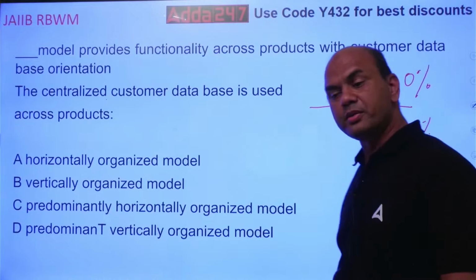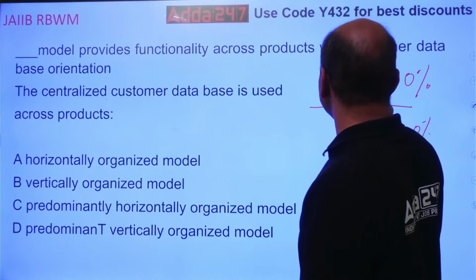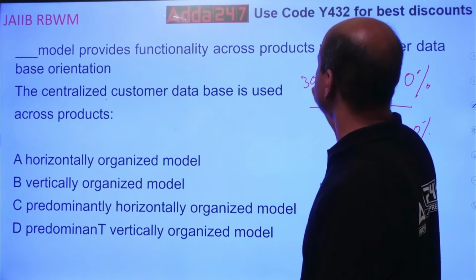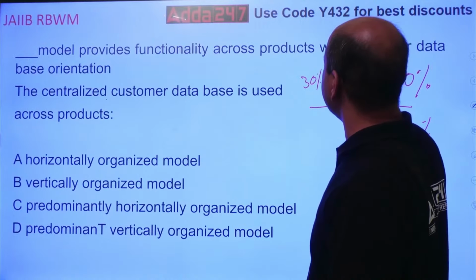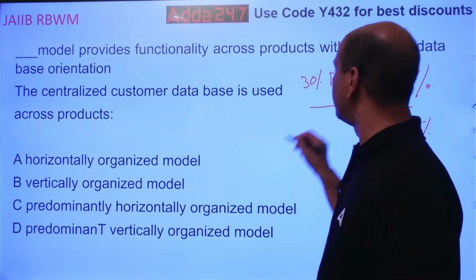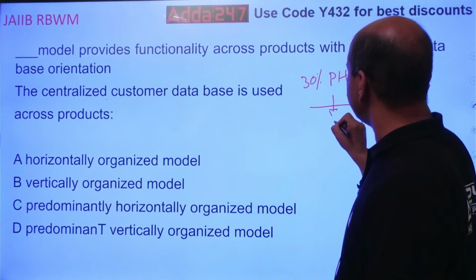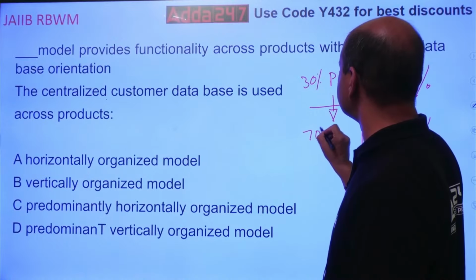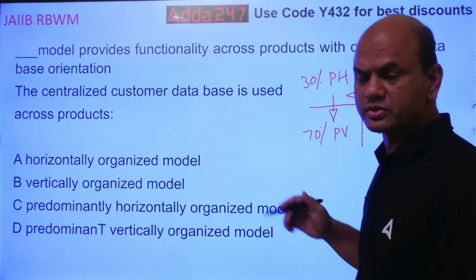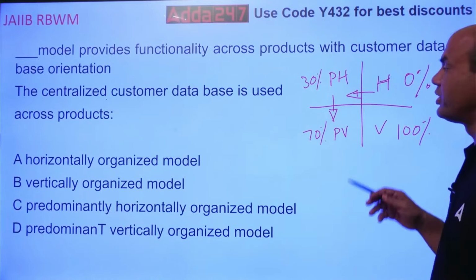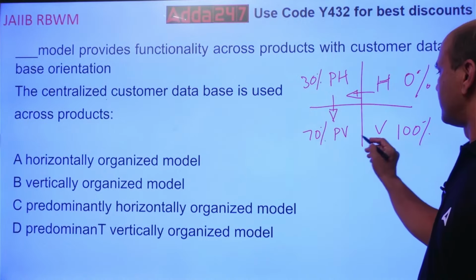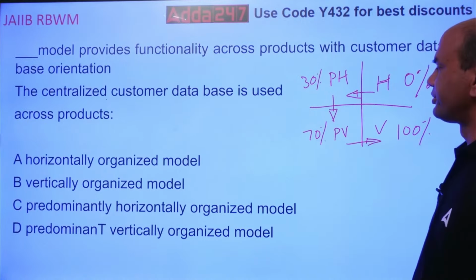So now, what is predominantly horizontally? We are slowly moving towards it. This 30% of the data is shared. Then it is called as PH, predominantly horizontally organized. Then we move ahead. 70% of the data is shared. Then it is called as PV, predominantly vertically organized. So what is happening? We are moving from 0 to 30 to 70 to 100. This is what we are moving on. Okay?